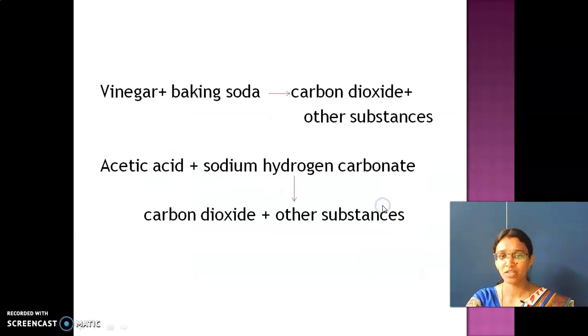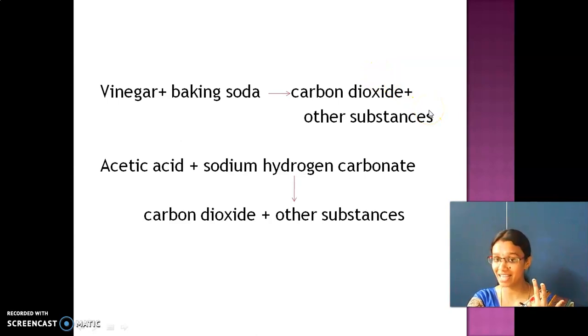Okay children, look here. What is the first one we have? Vinegar and baking soda. What is produced from vinegar and baking soda? Carbon dioxide is produced, plus other substances are also produced there. Vinegar plus baking soda gives carbon dioxide plus other substances.